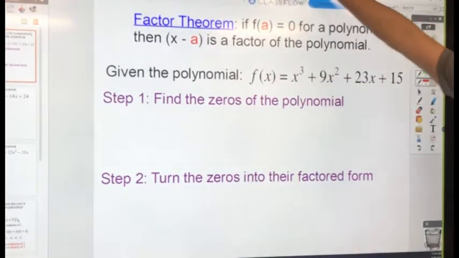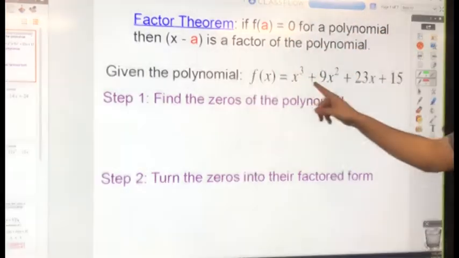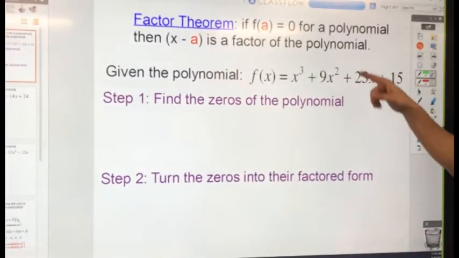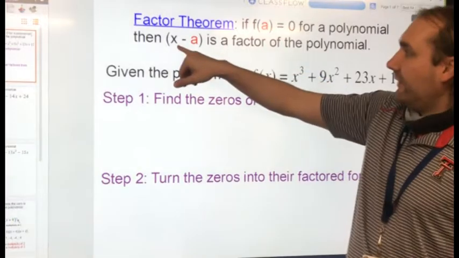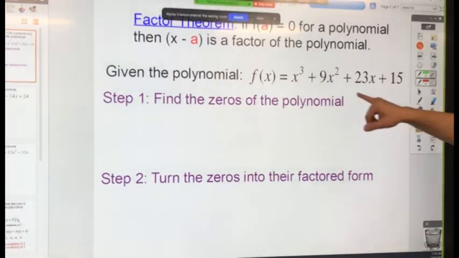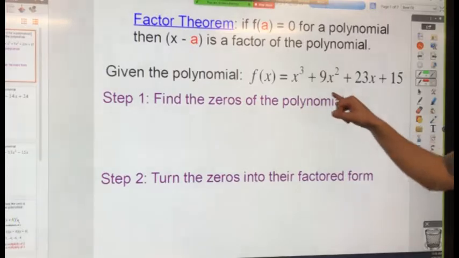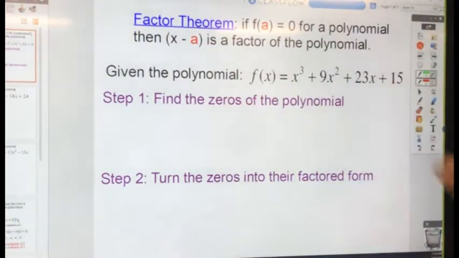So note, if f of a equals 0, so a is the value I'm going to plug in here and it'll make this polynomial 0, then x minus a is a factor of that polynomial. So if you find a value that will make this polynomial 0, then that value can also be turned into a factor of this polynomial. And here's what it looks like.